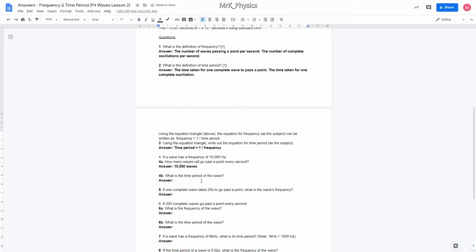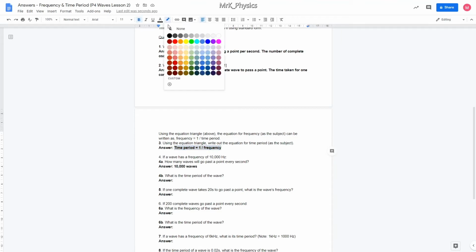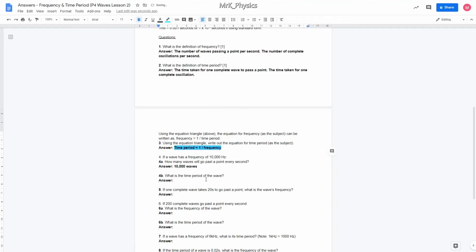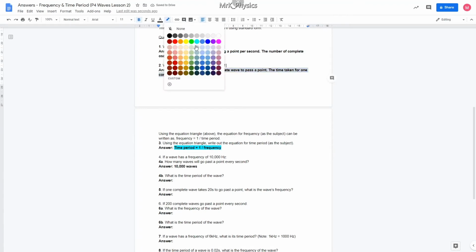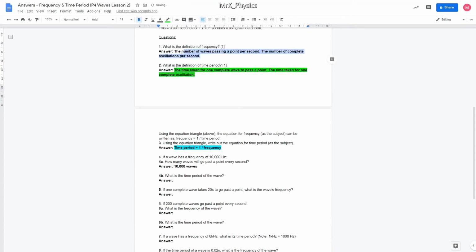What's the time period of that particular wave? And that's where we're going to use this equation here. Just to make it easier to reference back, I'm going to highlight that one in blue. In fact, these other answers, just to make that easier, let's go with green, and that way you can check it against your own worksheet more easily as well.